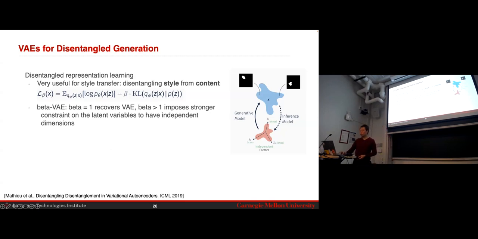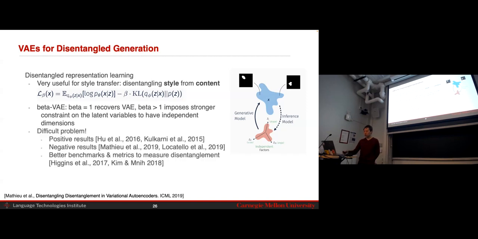So the original VAE sets beta to be one just based on the derivation. Beta VAE just tunes this parameter in order to make my distribution of latent variables closer to the prior and therefore more disentangled. But of course, it's a difficult problem. There are a lot of benchmarks and both positive and negative results.